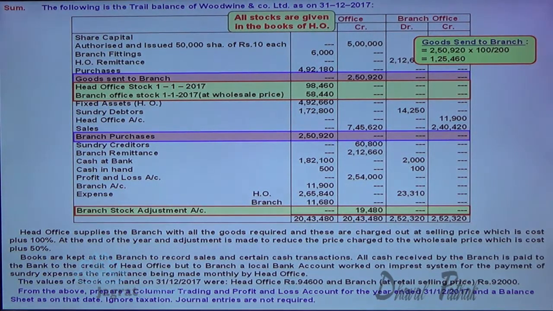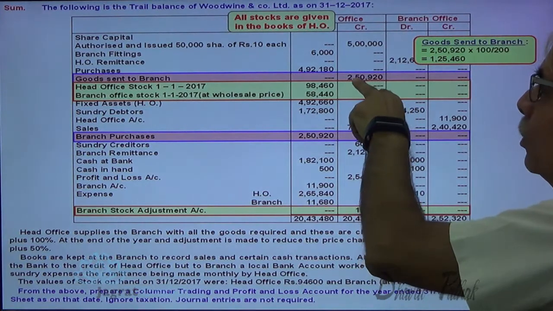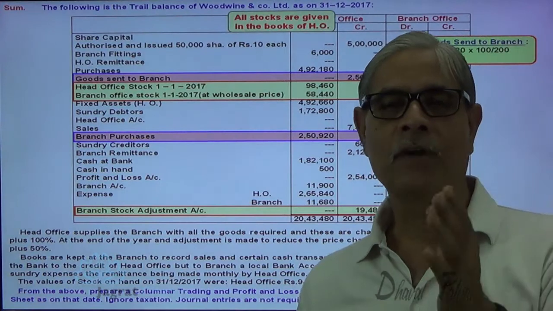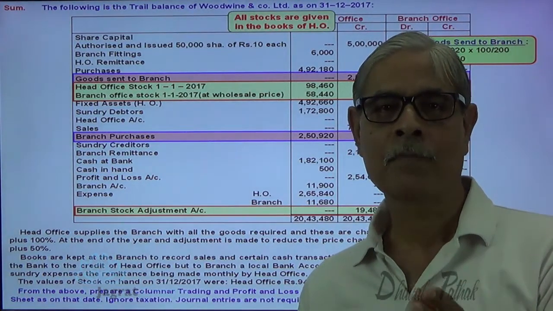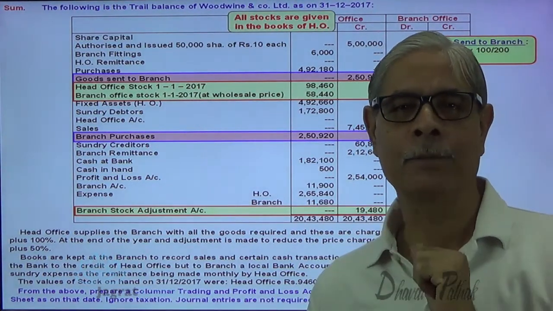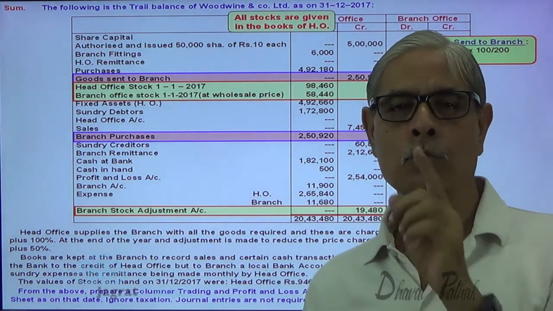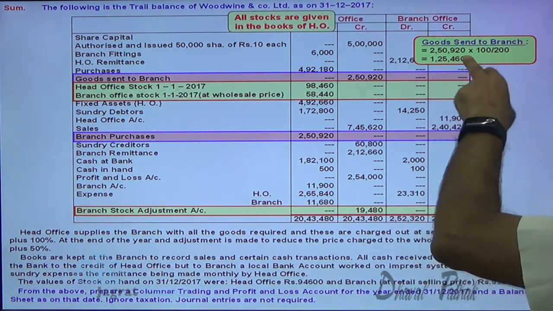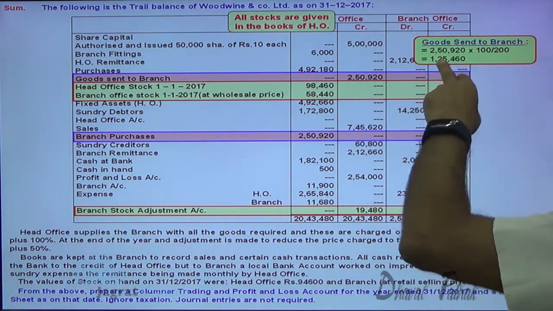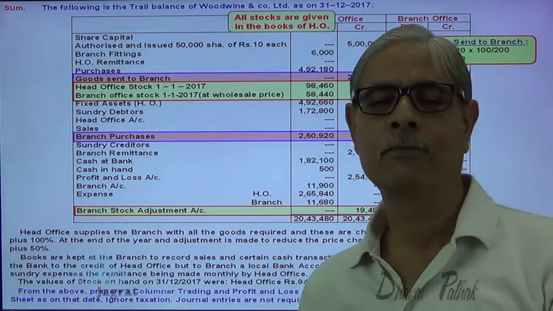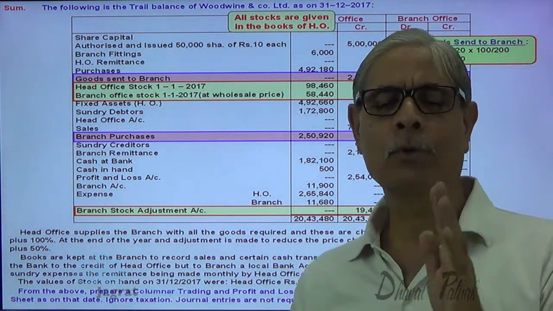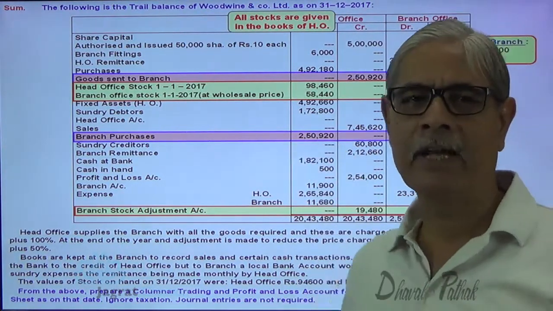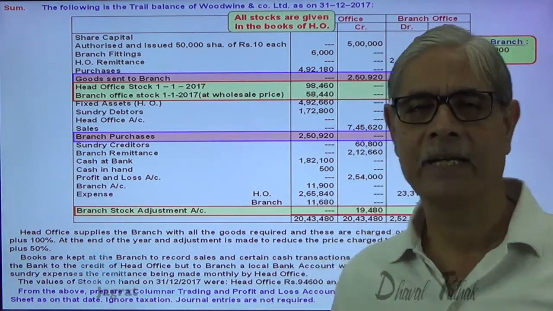Now, goods are sent, like 2,50,920. Goods are sent at cost plus 100%. So if 100 is the cost, then load is 100, 200 is the invoice price. How much is it for? 2,50,920. So the cost of goods purchased and sent is 1,25,460. That's an important point. When I prepare this trading and profit and loss account, I am going to reduce these inflated prices to the cost by adjustment entries.